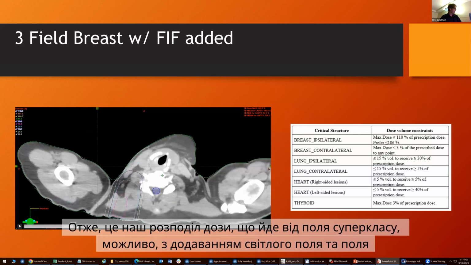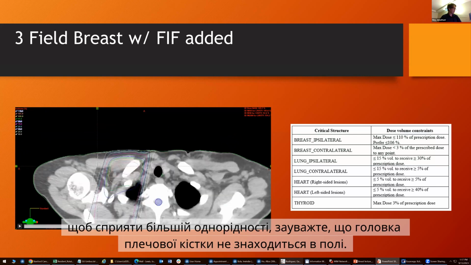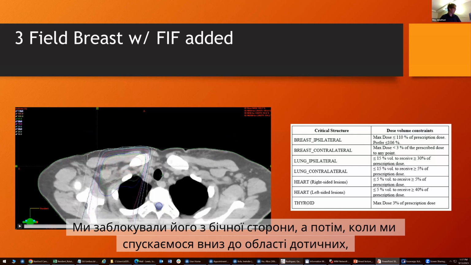So this is our dose distribution going from the supraclav field, perhaps with some light field-in-field added to promote more homogeneity. Note that the humeral head is not in the field. We have blocked it on the lateral side.